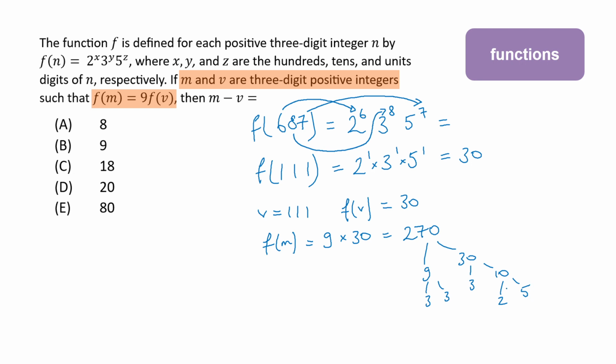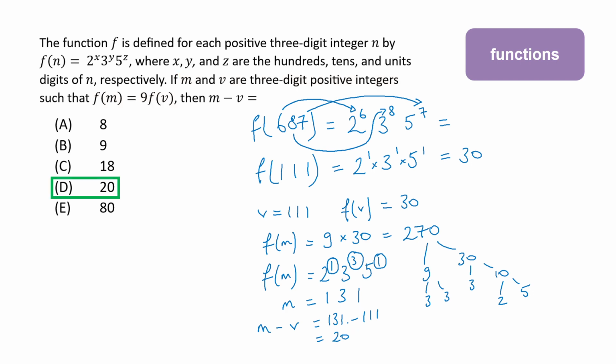Great, so we've broken it down into 3s, 2s, and 5s, and we can now say that f of m is equal to 2 to the power of 1, 3 to the power of 3, 5 to the power of 1. Those three powers are the hundreds, tens, and units digits of m. m is equal to 131. Great, so we're pretty nearly done with this problem. We just have to see that m minus v is going to be 131 minus 111. Don't get mixed up. That's going to equal 20. There's my answer, D. Phew.